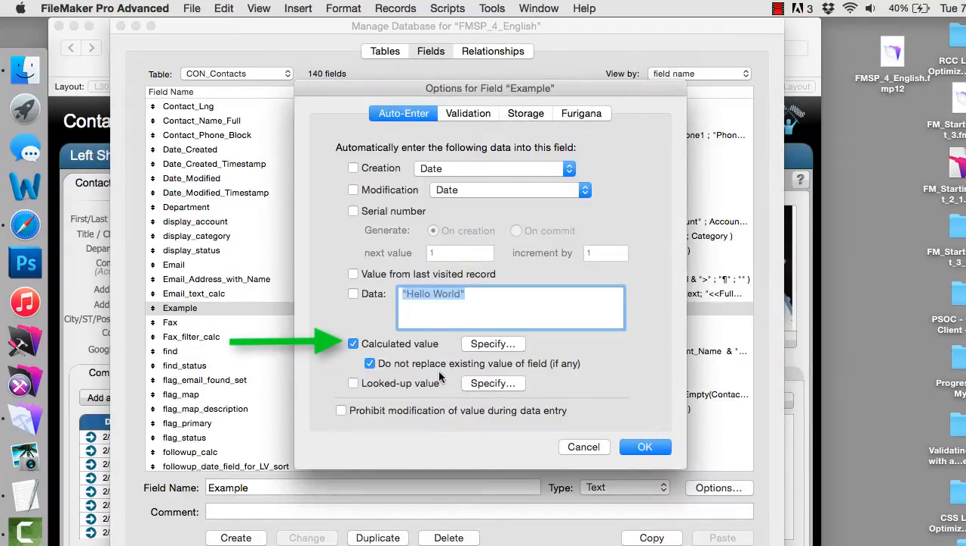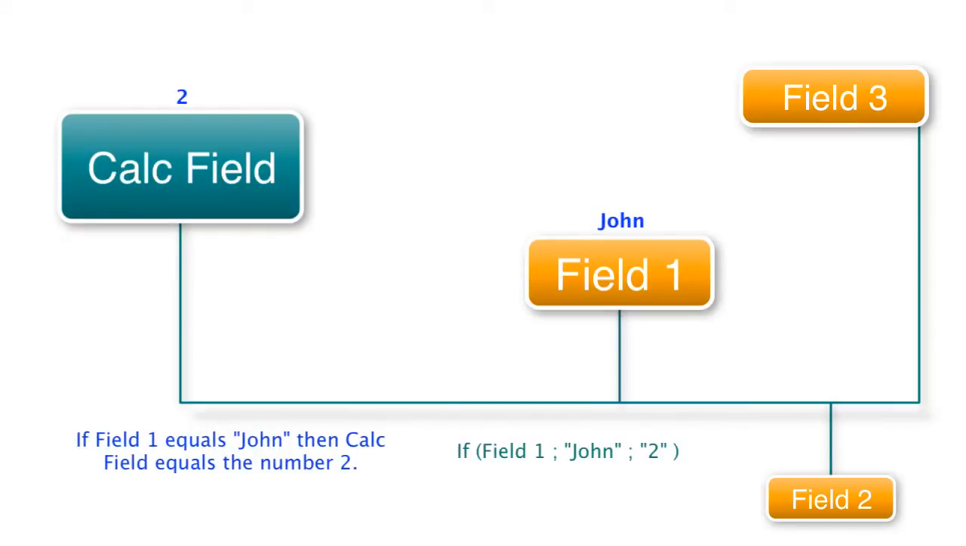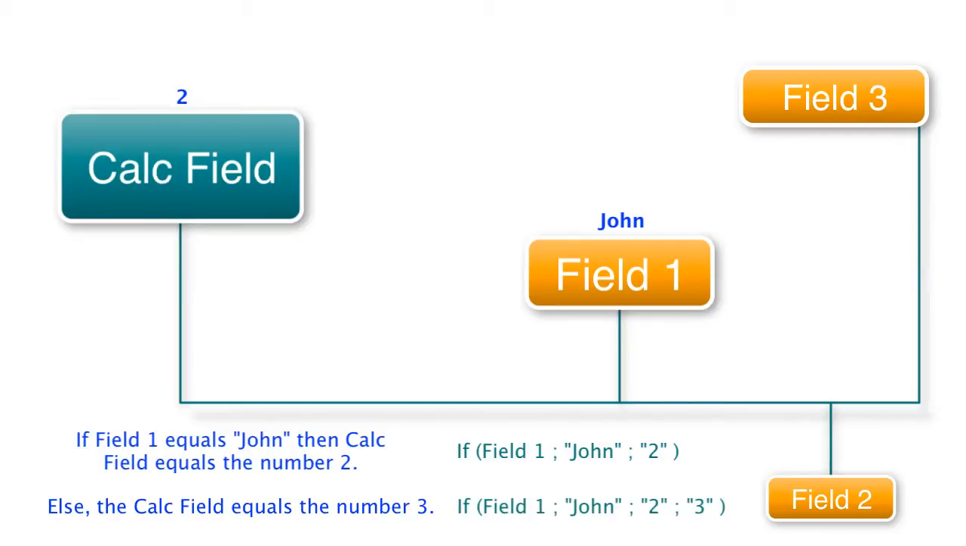Then we have the ability to do not replace any existing value if there are any. And this is interesting right here. This actually allows FileMaker to recalculate the value if any of the dependent values that are referenced in the calculation have changed. Think about it like this. If you write a calculation that references a couple fields and those fields change, this auto-enter calculation can fire up on its own and re-input a new number.